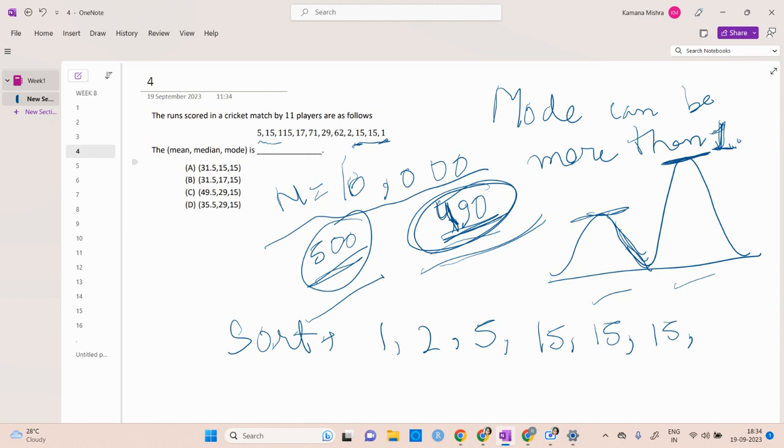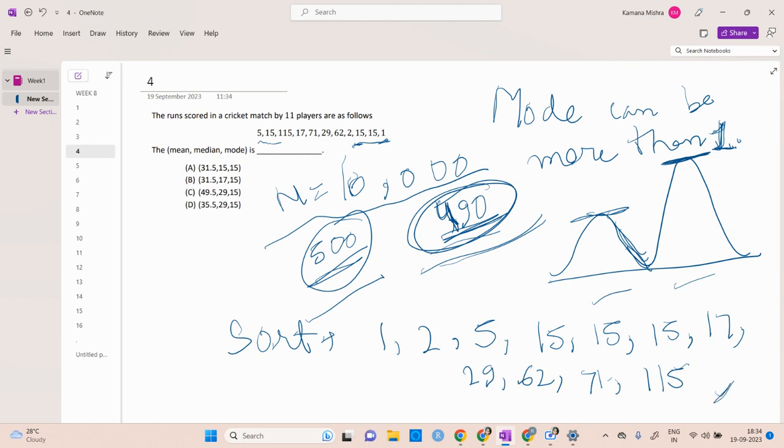Next one is 17, and then 29, 62, 71. So 1, 2, 3, 4, 5, 6, 7, 8, 9, 10, 11. Yeah, so 11 players' data. So this is 11 values.